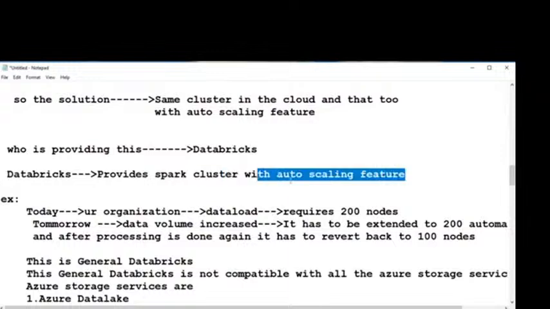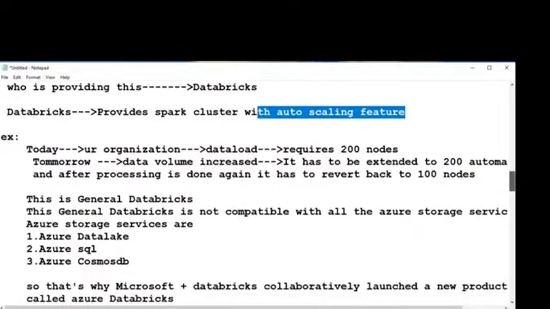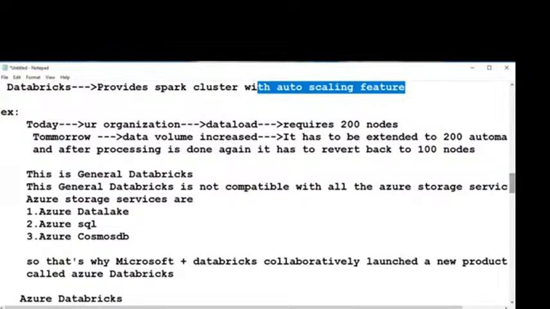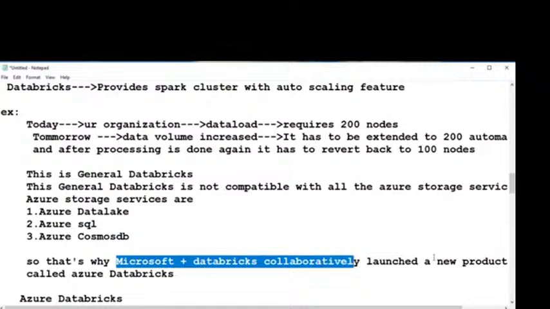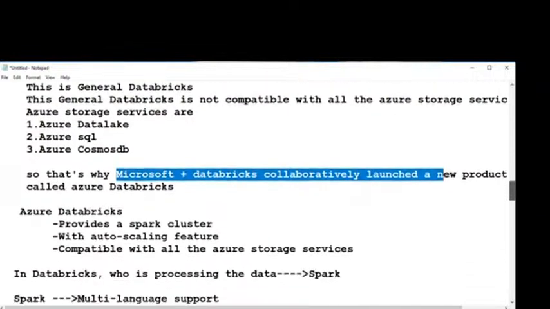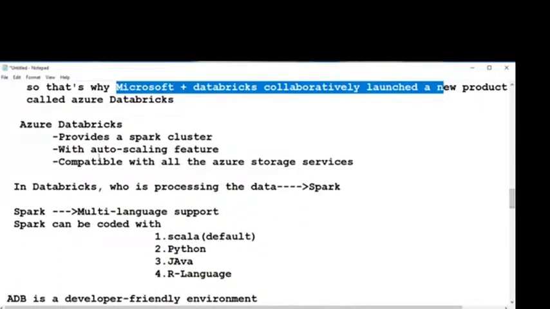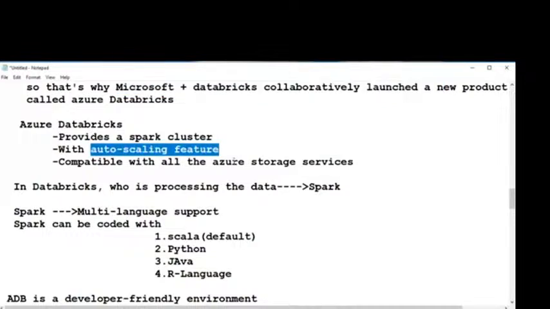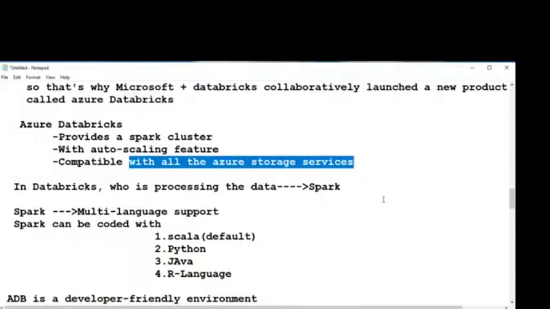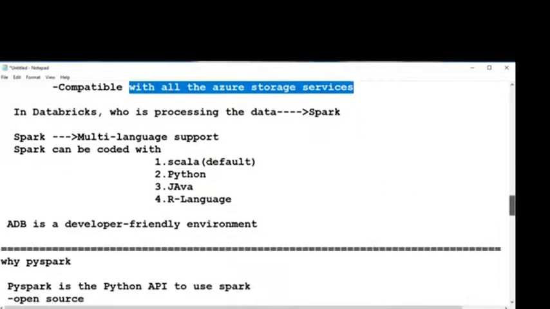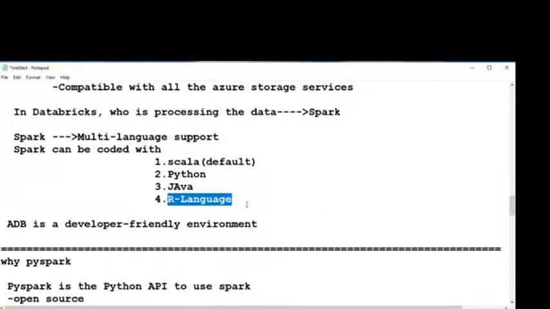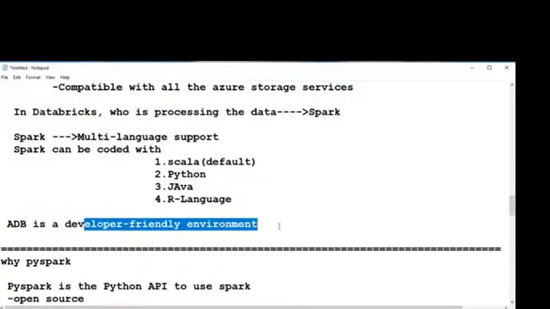Databricks provides a Spark cluster. But this general Databricks is not compatible with all the Azure storage services. So Microsoft and Databricks collaboratively launched a new product called Azure Databricks. Azure Databricks provides a Spark cluster with auto scaling feature, compatible with all the Azure storage services. In Databricks, who is processing the data? Spark is processing. Spark has multi-language support. Spark can be coded with Scala, Python, Java, and R language. ADB is a developer-friendly environment.